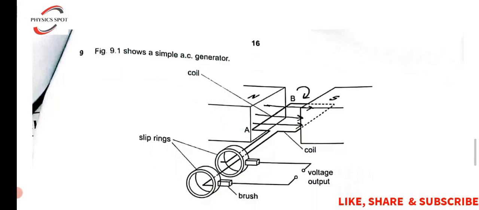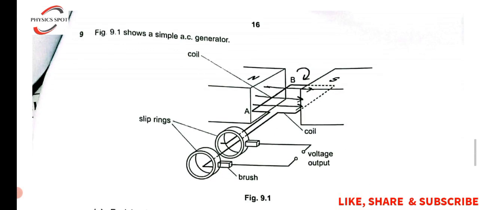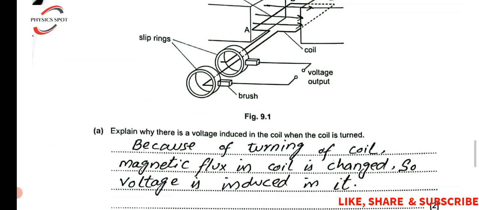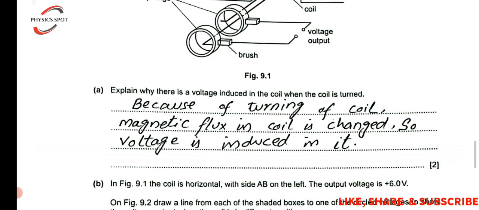Question number 9. Figure 9.1 shows a simple AC generator. Explain why there is voltage induced in the coil when the coil is turned. Because of the turning of the coil, magnetic flux in the coil is changed. So because of the change of magnetic flux, voltage is induced. By Faraday's law, the rate of change of magnetic flux causes an induced EMF.